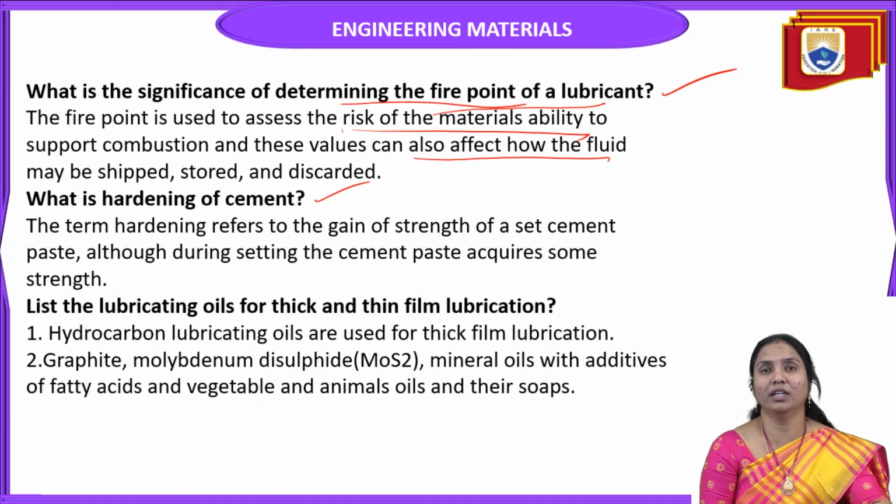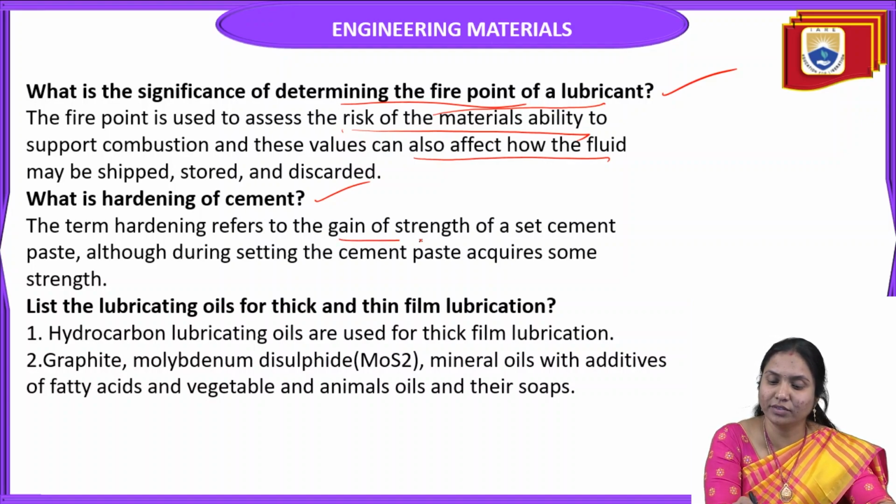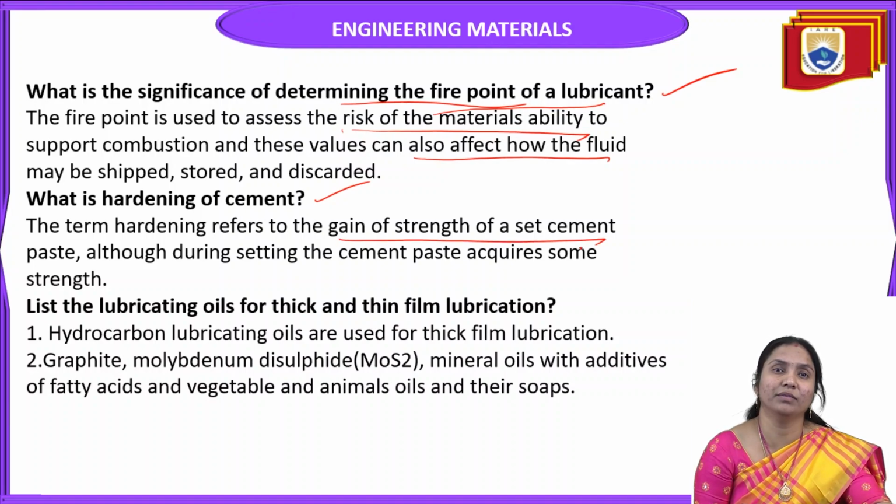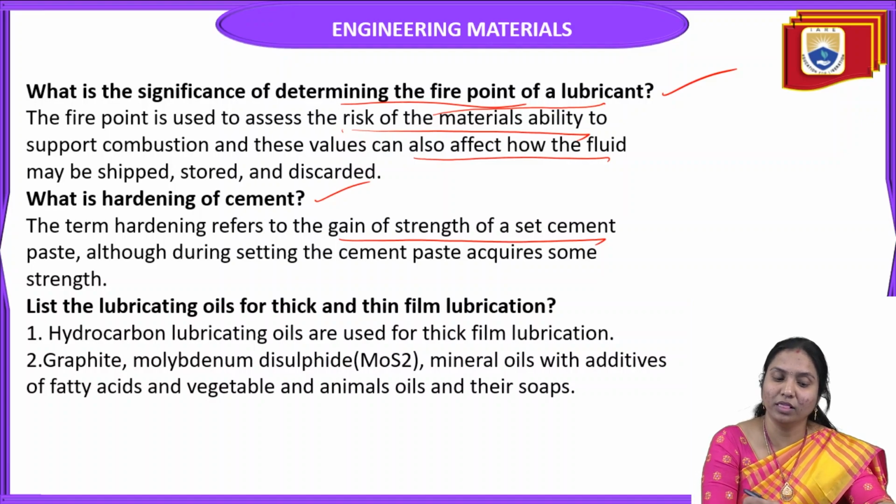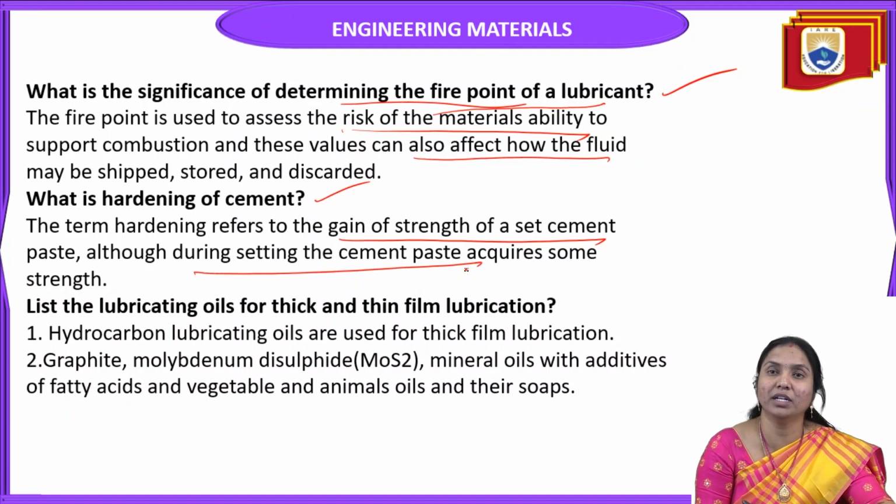So the term hardening refers to the gain of strength of a set of cement paste. Although during setting the cement paste acquires some strength. Setting and hardening of cement: setting means when we are adding all the ingredients, it provides plasticity nature to the cement, that is called setting. Hardening means provide hard precipitates of form, that means provide strength to the cement. So that is called hardening of cement.